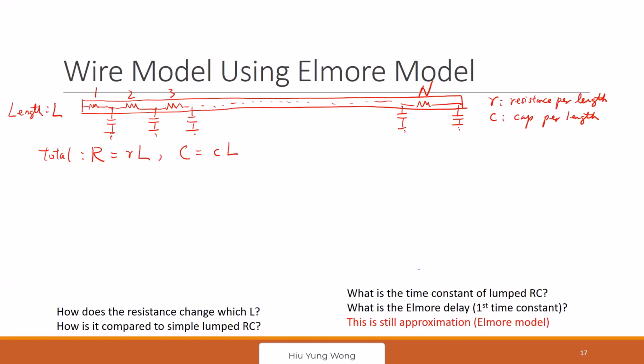Now, I cut it into N. Then what is the resistance here in terms of capital R? It's R divided by capital N. This is C divided by capital N. Each of them is like this: R divided by N, C divided by N.